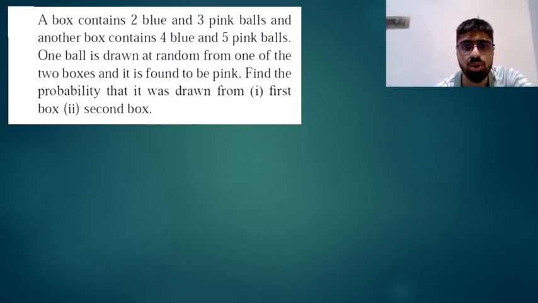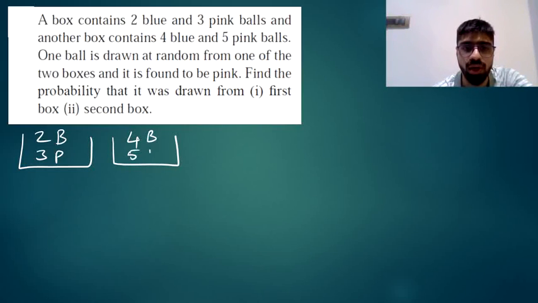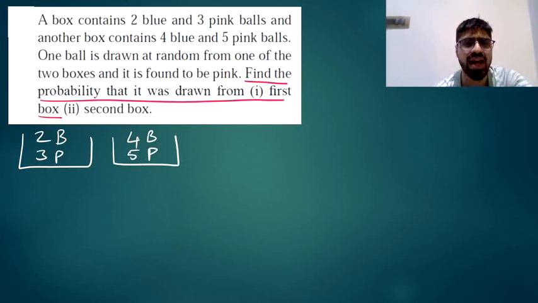A box contains 2 blue and 3 pink balls. So 2 blue, 3 pink balls in one box, and there's another box containing 4 blue and 5 pink balls. One ball is drawn at random from the two boxes and it is found to be pink. Now see, they have already told you that the ball selected is a pink ball. Okay, pink ball it is, and that is something that they have already said. You have to find the probability that it was drawn from the first box, and in the second case you need to find the probability that it was drawn from the second box.